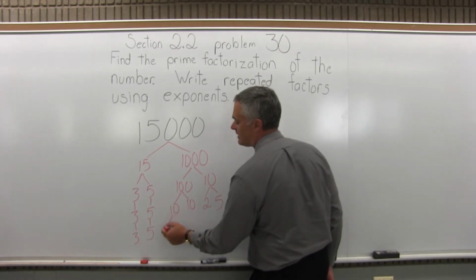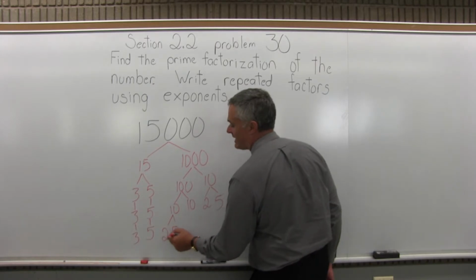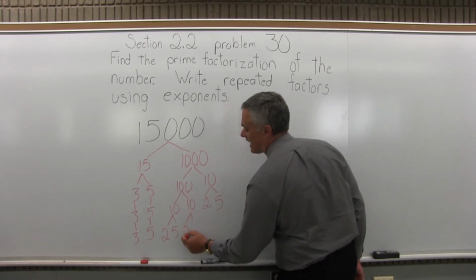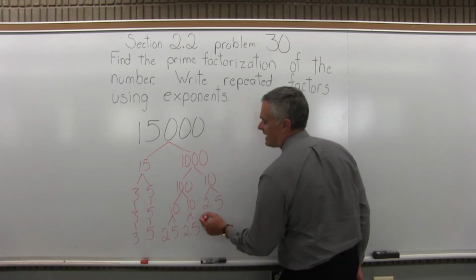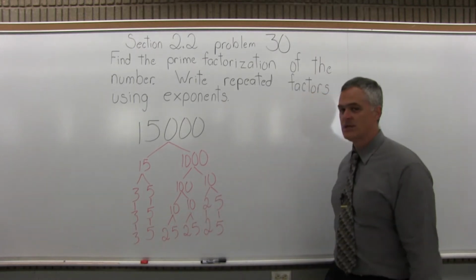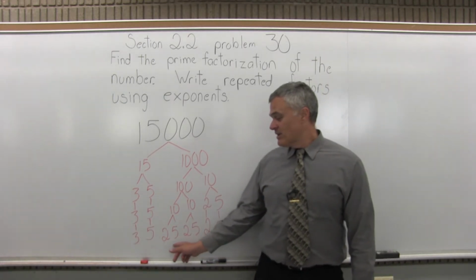Now I have a 10. The 10 can split into 2 times 5. And next to that is another 10 that can split into 2 times 5. And then after that, I have a 2 that'll come straight down with no splitting. And on the very last number, I have a 5 that'll come straight down without splitting. Now I have a row where everything is prime.